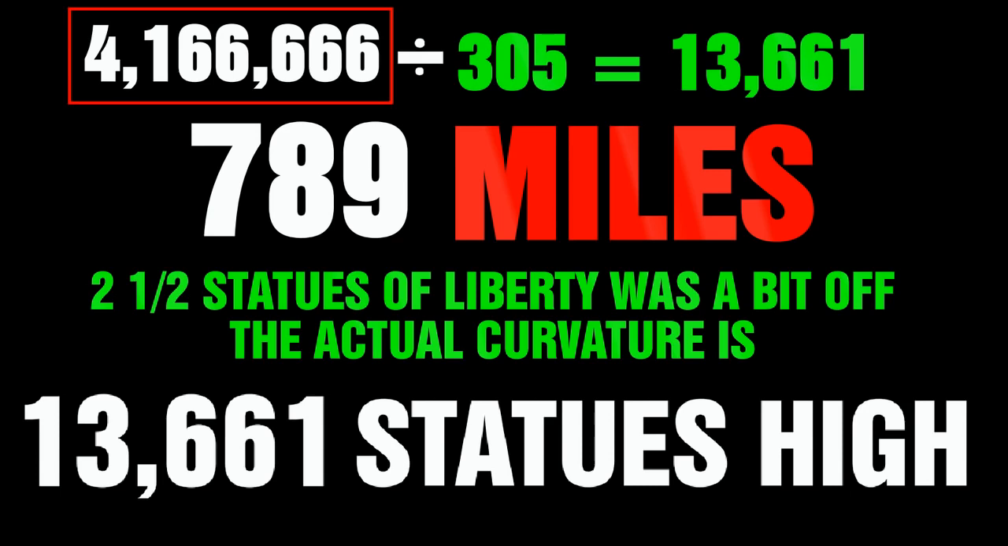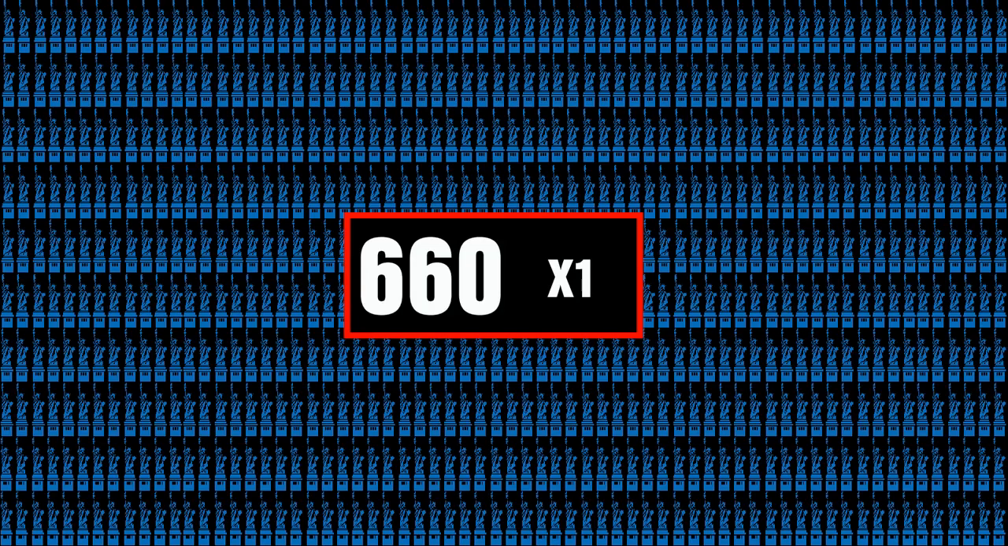So let's look at how many statues 13,661 is. On this first image, you'll see we have 660 statues of Liberty, 10 down, 66 across. Remember, we are stacking these statues of Liberty on top of each other to get the curvature between California and Hawaii. So we've got pages of 660, multiply that by 20 pages. At the end, we'll add 451 statues. Let's move this on.